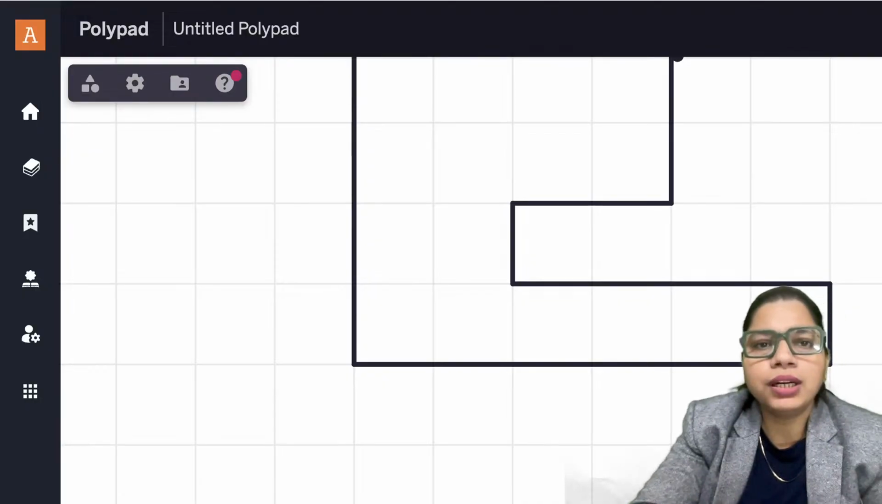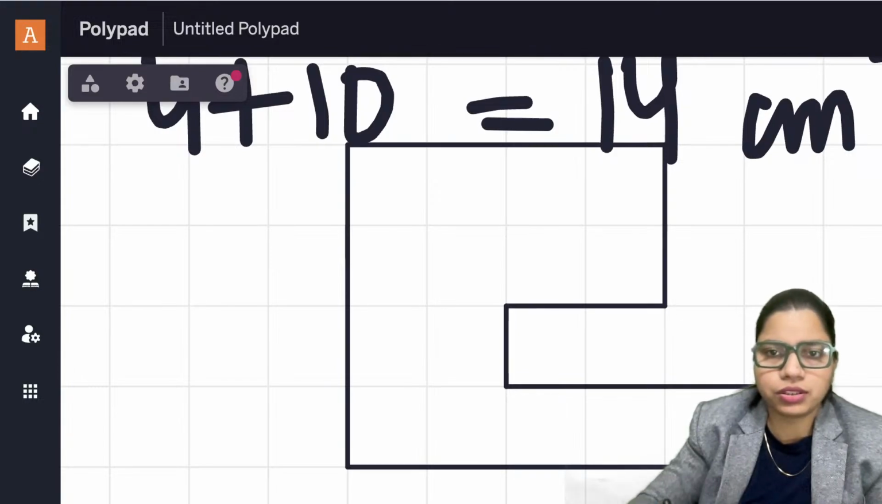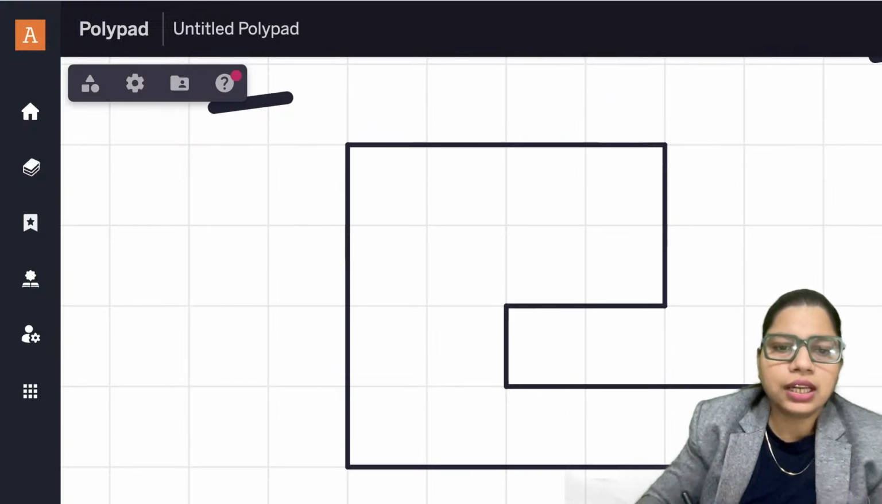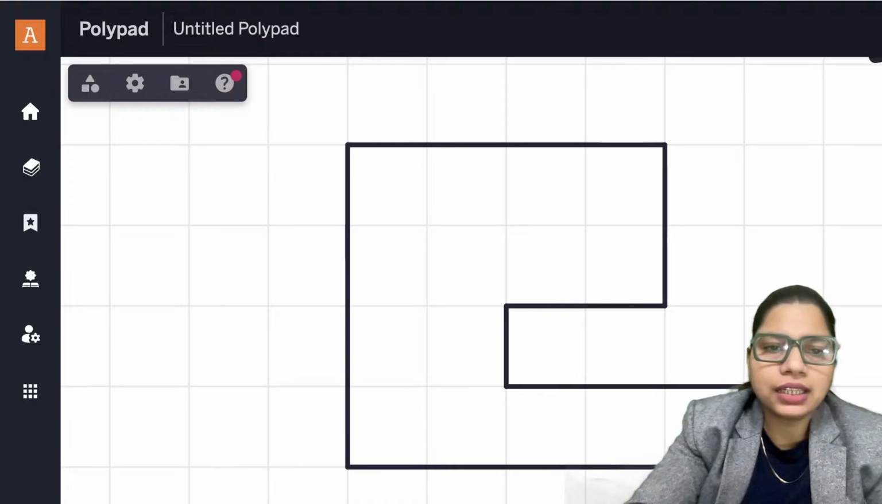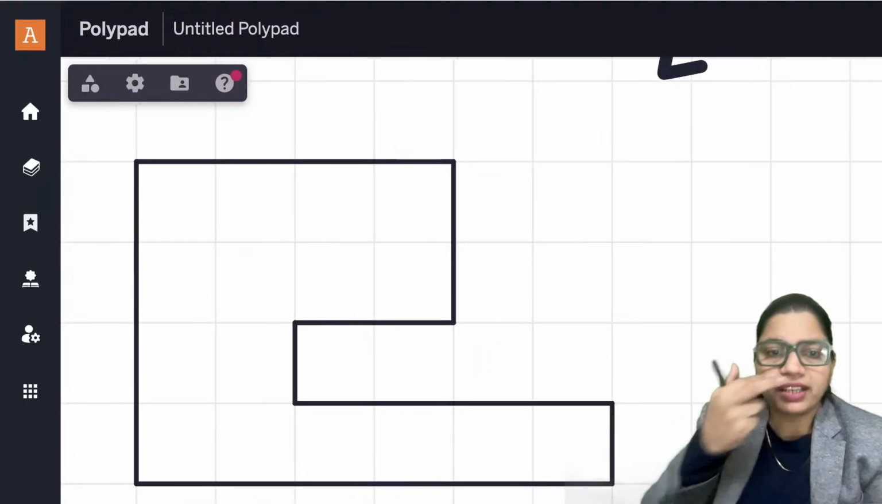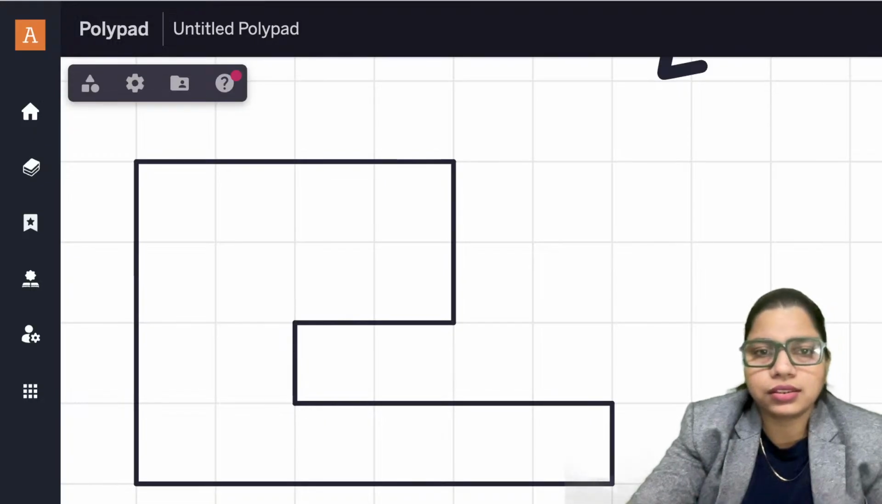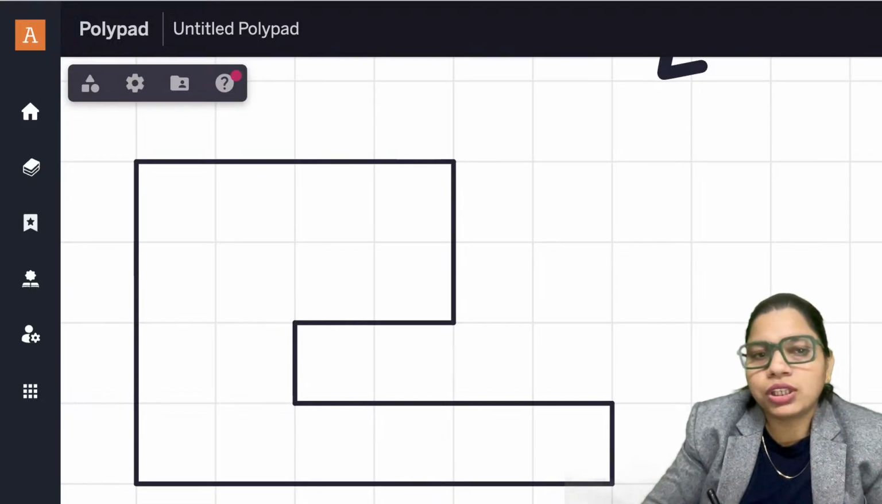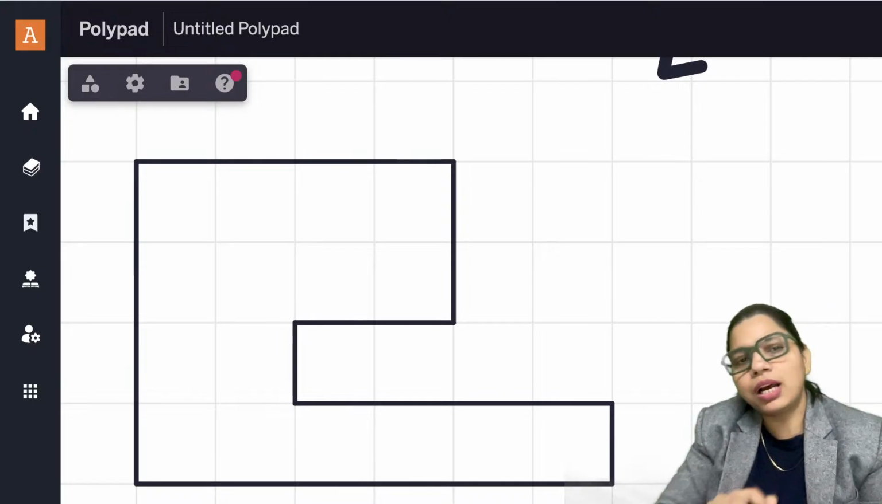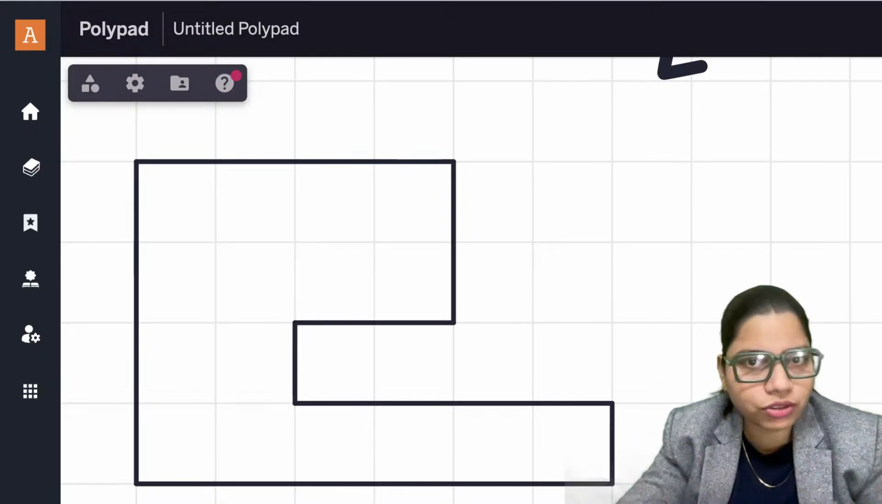Okay, how about this type of shape? Let me just remove the top information. How about this shape? अभी हमें क्या करना है, इसका पेरीमीटर और एरिया दोनों फाइंड आउट करना है. For the perimeter again, somehow you have to find out the sides and find out the perimeter.